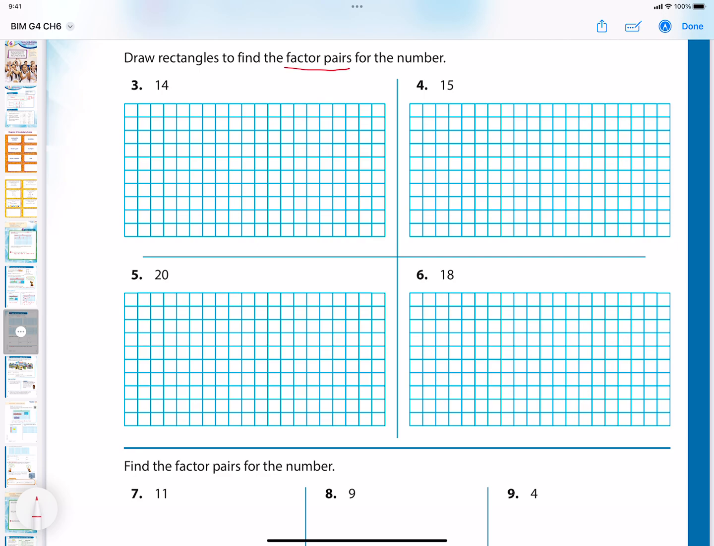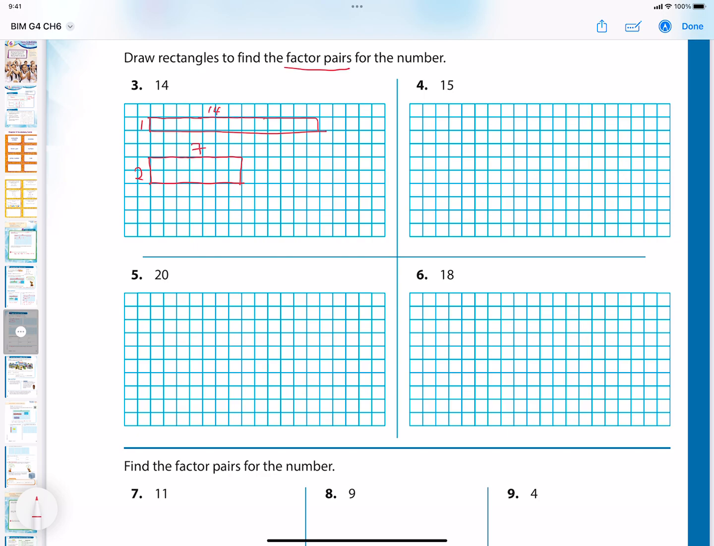Okay, since we know this 14, always 1 and the number itself. Okay, 1, 2, 3, 4, 5, 6, 7, 8, 9, 10, 11, 12, 13, 14. Okay, and then since I know this 14 is what? Yes, even number. So you can divide the number into 2. 1, 2, 3, 4, 5, 6, 7. I know 2 times 7 is 14.